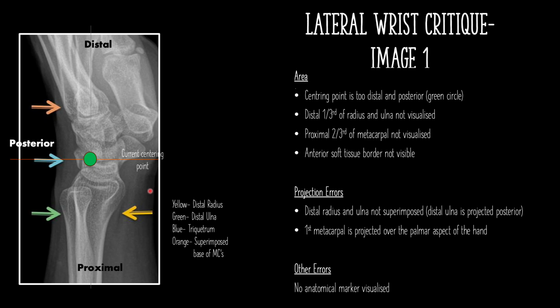So I've labelled the arrows as well: our yellow is the distal radius, green is the distal ulna, we've got the trapezium in the blue arrow here, and then our orange is our superimposed proximal aspects of the metacarpals. Once again, I have labelled the proximal aspect of this image, the distal aspect of the image and the current centering point.